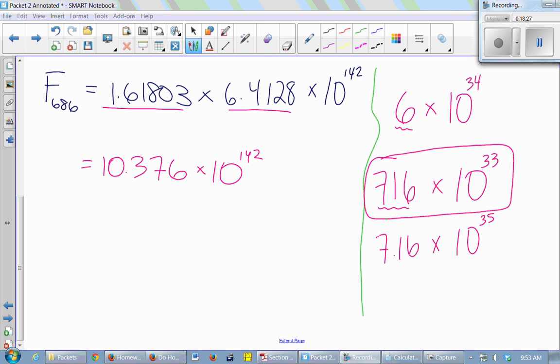And now it's much easier to compare the two numbers. 6 times 10 to the 34 or 7 times 10 to the 35. 10 to the 35 is bigger, right? Whereas before, it wasn't as clear which one was bigger. So this is just a convention that has developed to help people compare the size of really big numbers or really small numbers.